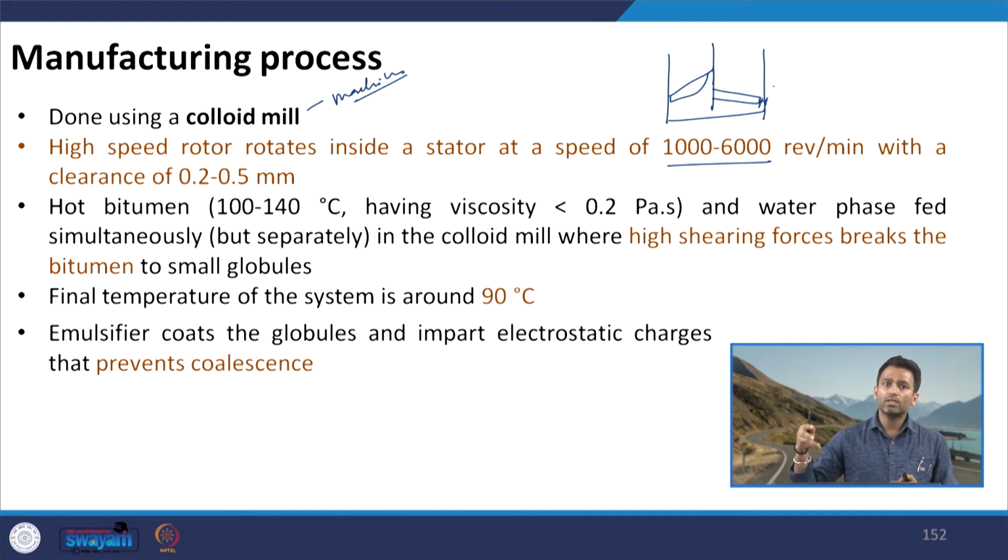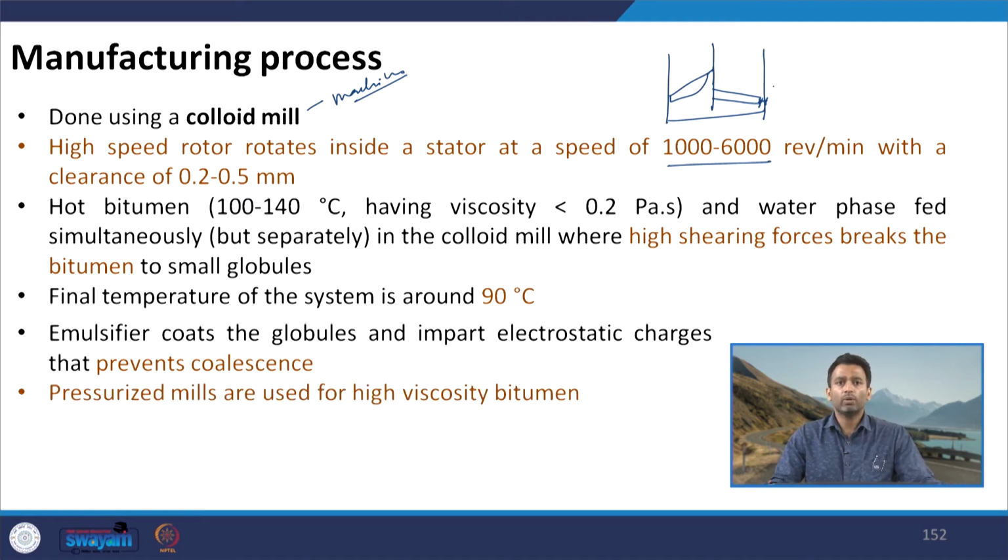Now usually what is done is that in the aqueous phase, or in the water, we also pre-add emulsifier when it is entering the colloid mill. So as soon as the shearing takes place, this emulsifier which is there in the aqueous medium coats the individual globules of the bitumen, and it imparts electrostatic charges which can be positive or negative depending on the type of emulsifier we are using, and this helps to prevent the coalescence of the bitumen particles and improves the stability of the system.